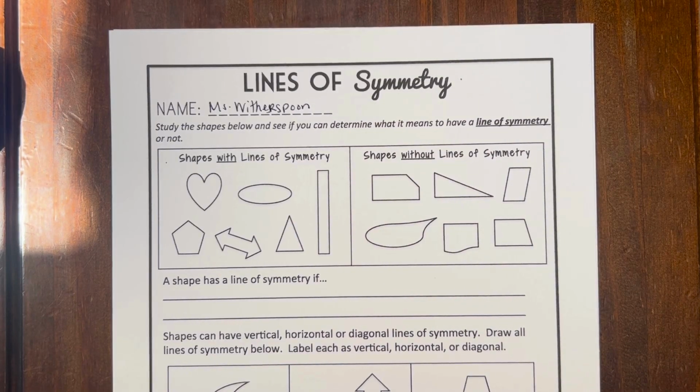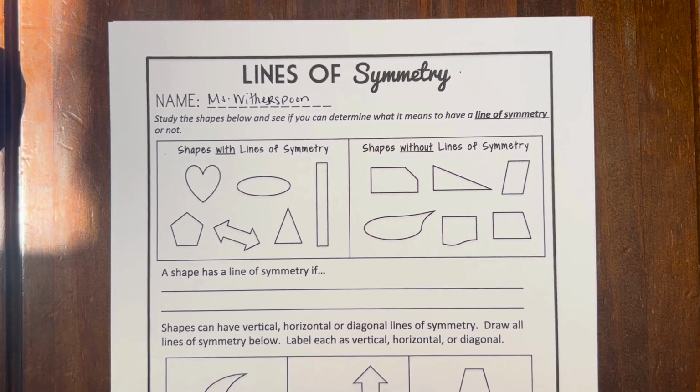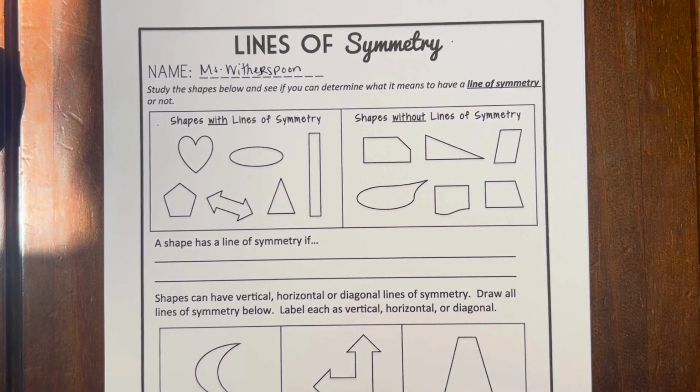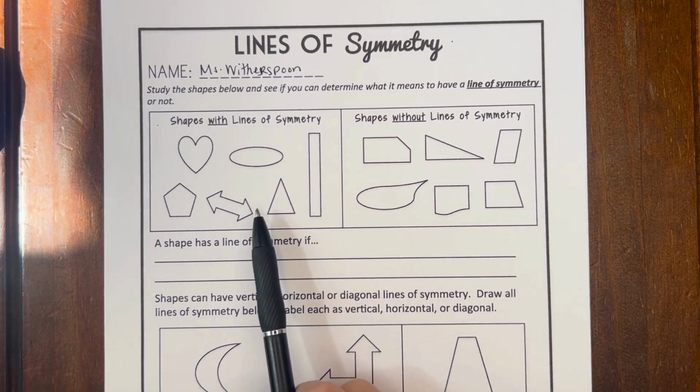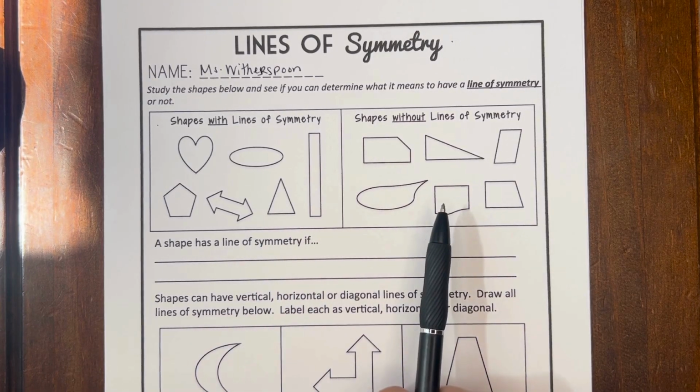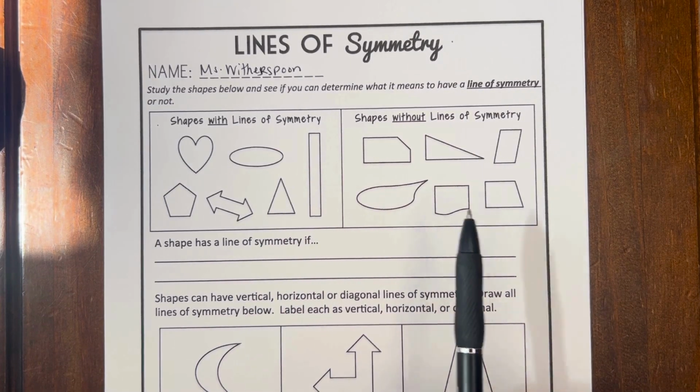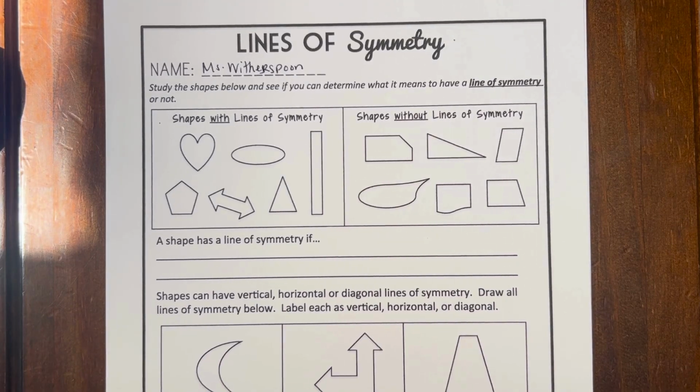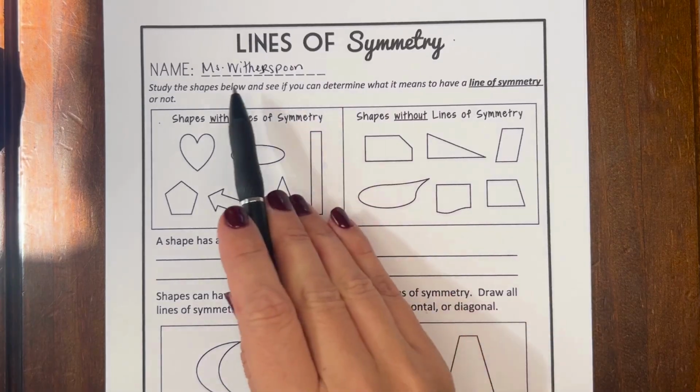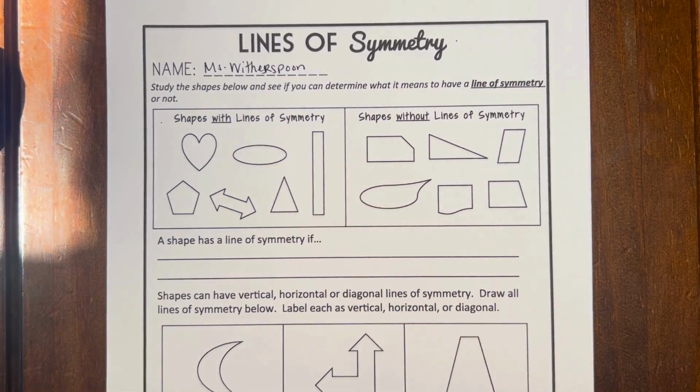What is a line of symmetry? To figure that out, I want you to look at these two groups of shapes. In this group, we have shapes with lines of symmetry. And in this group, we have shapes without lines of symmetry. So you tell me, what does it mean to have a line of symmetry? Why do these shapes get to be in this group?